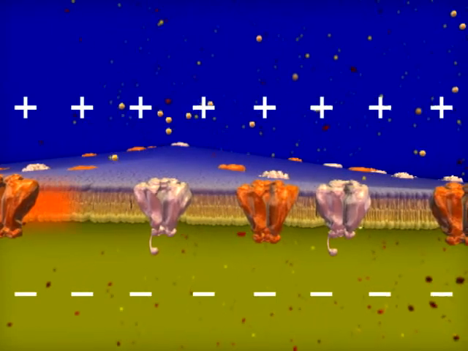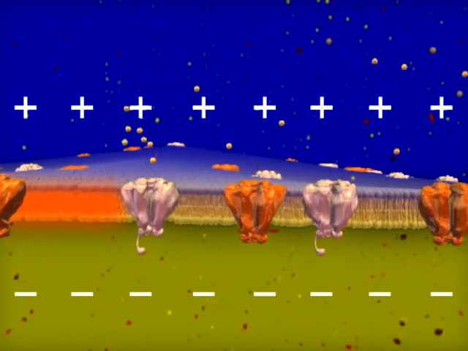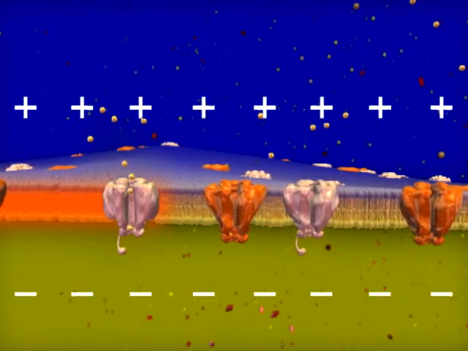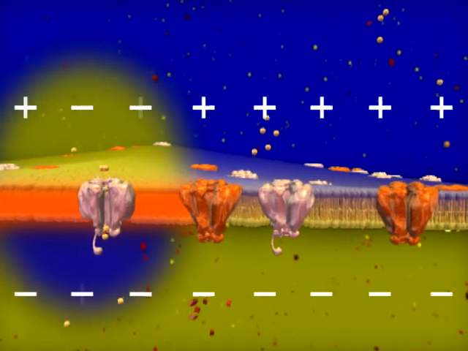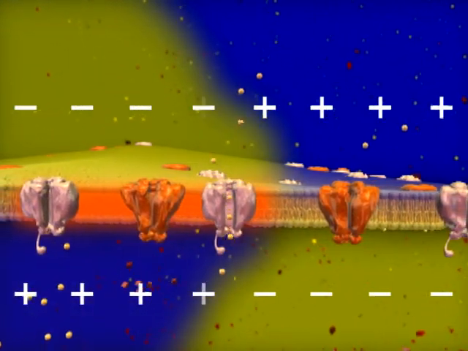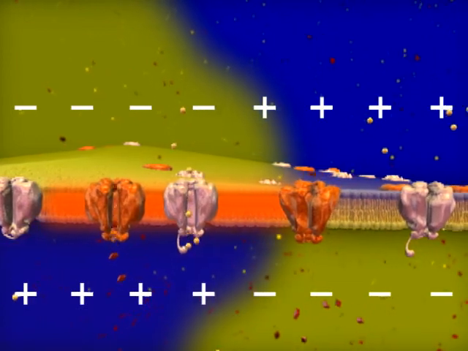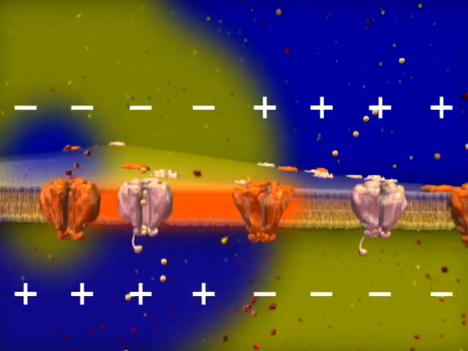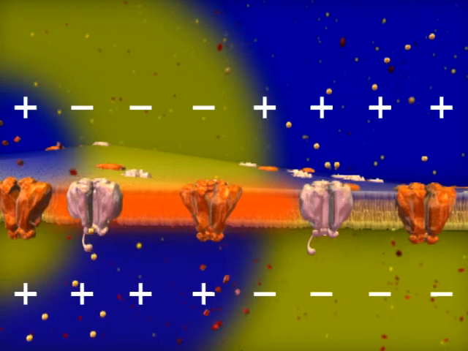Let's look at how the action potential is conducted along the axon. As the change in charge difference across the membrane spreads from open sodium channels, other sodium channels farther along the axon begin to open. The original sodium channels close, and adjacent potassium channels open.